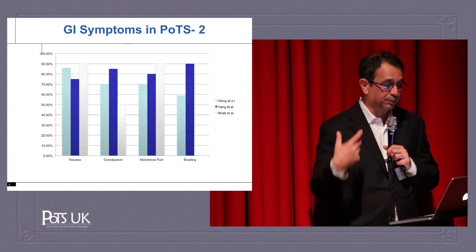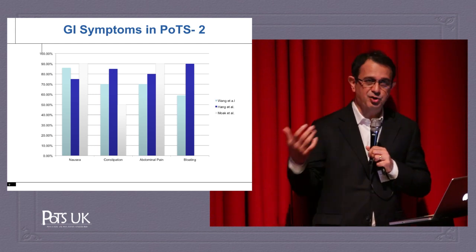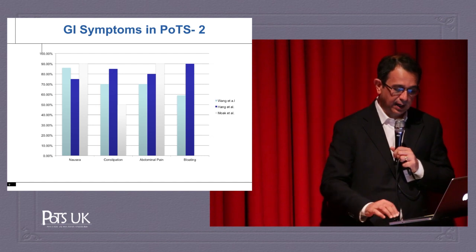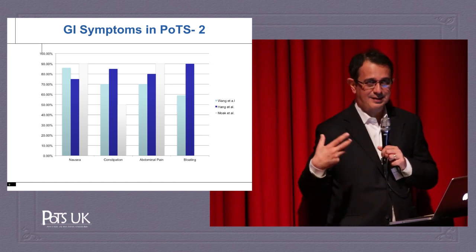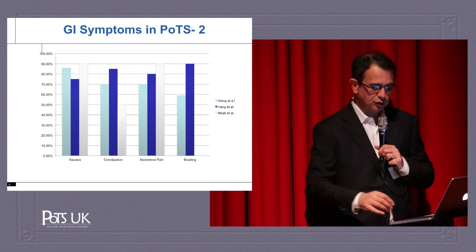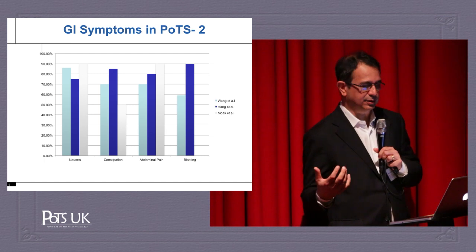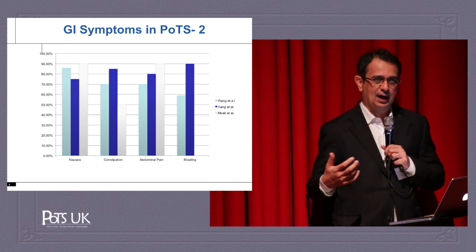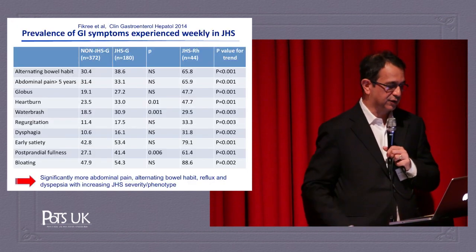Just to look at how prevalent these symptoms are, you can see all these three studies demonstrate that almost 50, 60, 70% of the patients will complain of nausea, constipation, abdominal pain, and bloating. But again, it is down to whether this is really related to just the POTS, or is it really the fact that they have a disorder of connective tissue, hypermobile EDS, and even if they didn't have POTS, they would still have the same range of symptoms.